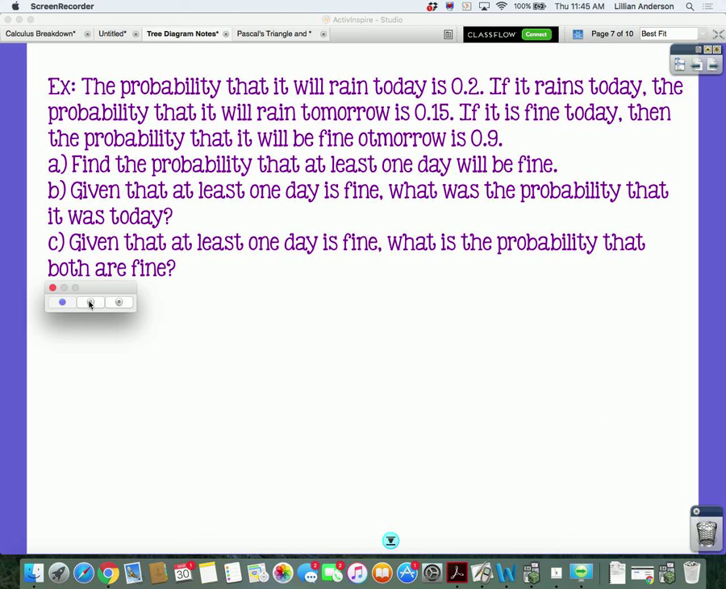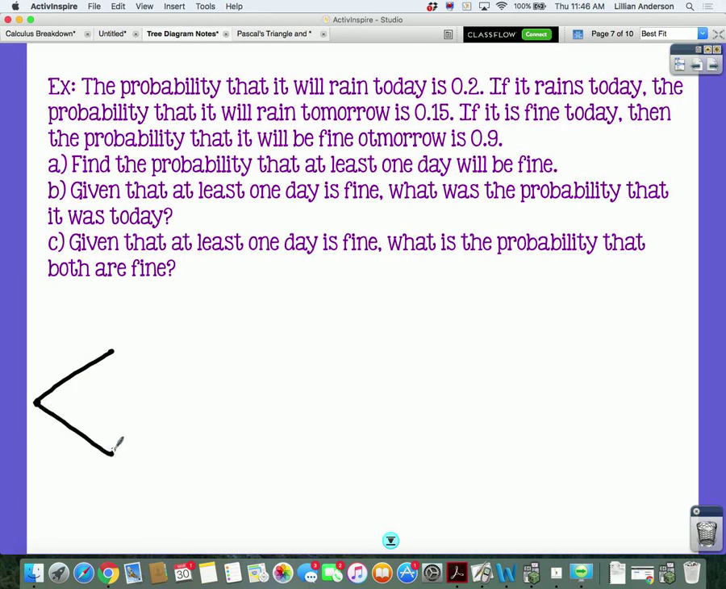All right, so basically, you have the situation that's talking about rain. It says the probability that it will rain today is 0.2. If it rains today, the probability that it will rain tomorrow is 0.15. If it is fine today, no rain, then the probability that it will be fine tomorrow is 0.9. In those three sentences, it basically tells you what your tree diagram should look like. When you start off, this first set of events is basically the first day. What are the things that can happen on this first day? It can rain or it will be fine.